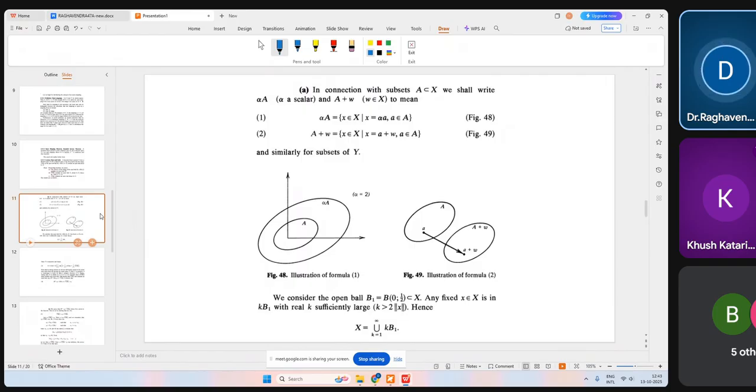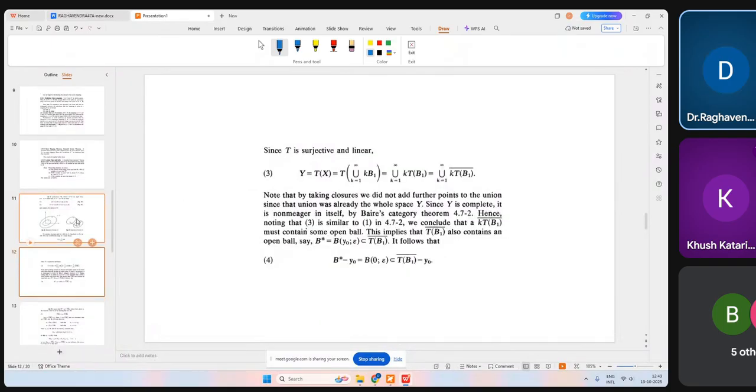Okay. So here he explains the notations that he is using in the book. This I have given you. Okay. For a subset A of X, we write alpha A equal to alpha times scalar. Okay, some element. A plus W means the set of all X in X such that X will be equal to A plus W. This I have explained to you already. This is something that he gives in the geometrical definition. Okay.